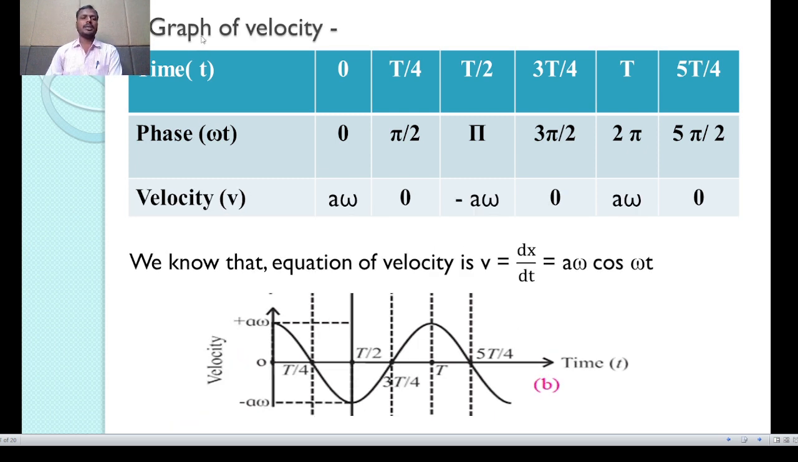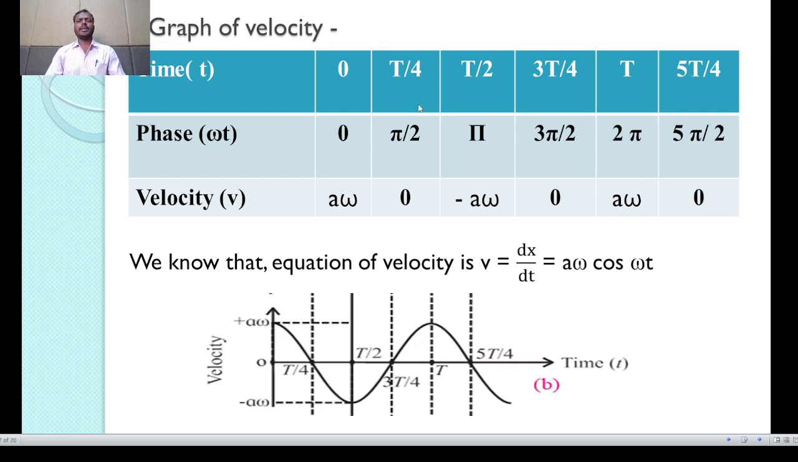Now the next point is the graph of velocity. The value of the phase is the same here. Putting the phase value in this equation, we can write here omega t. Putting the value of omega t as 0, sin 0 is 1, that is a omega plus a omega. Therefore, velocity is plus a omega when the time is 0.